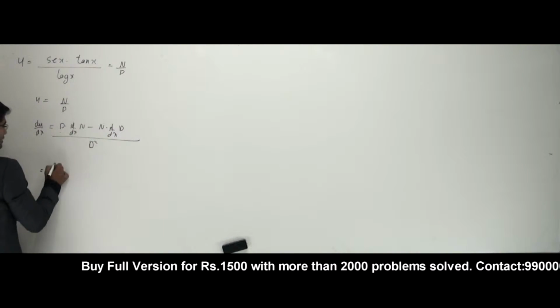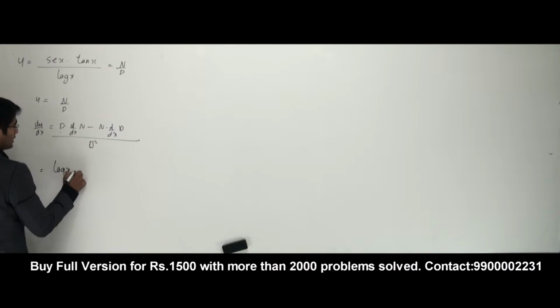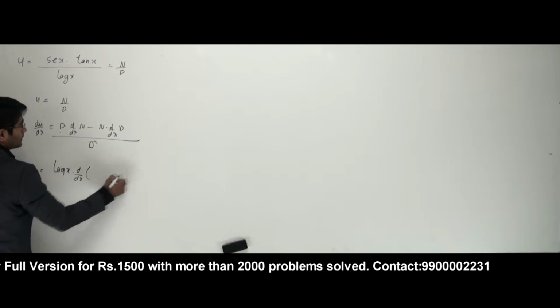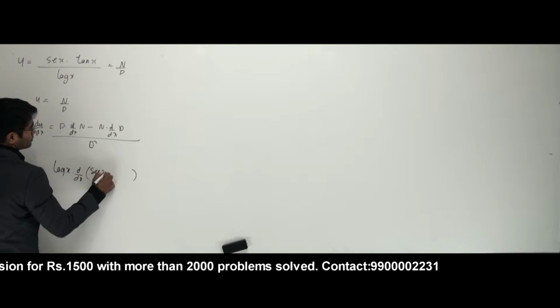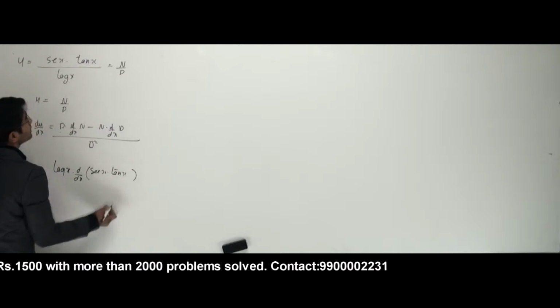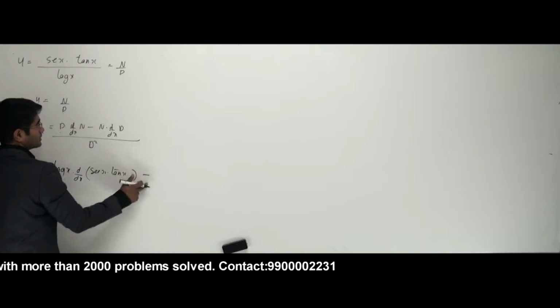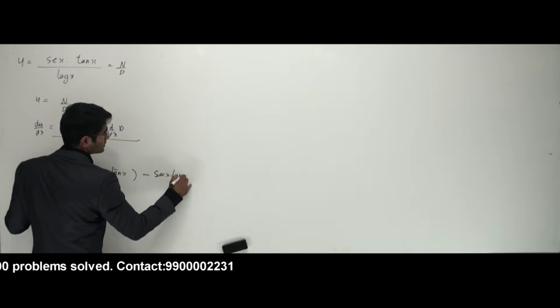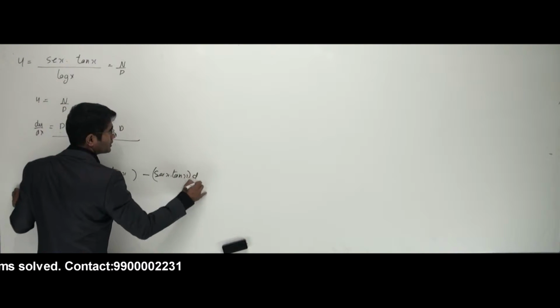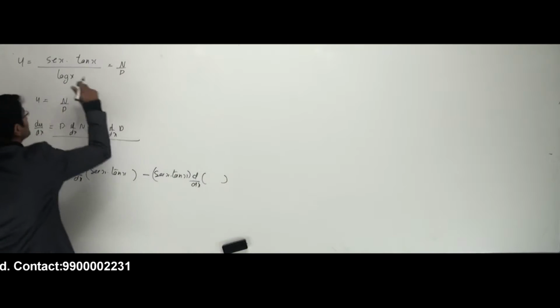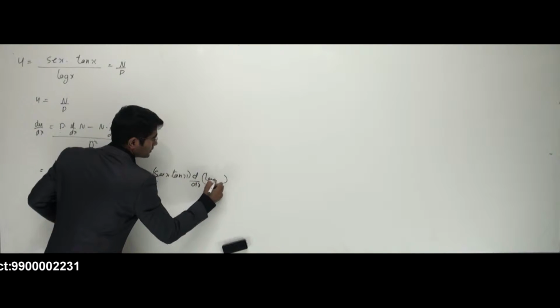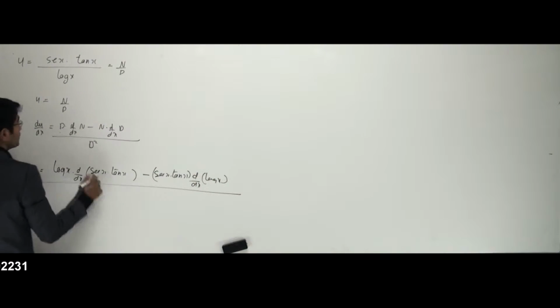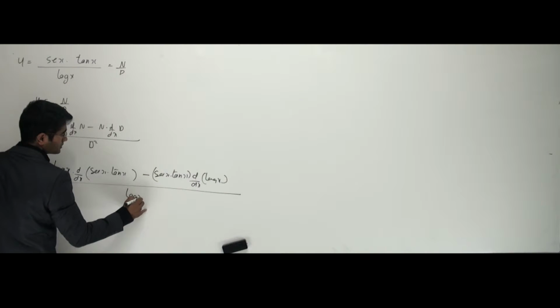So who's the denominator here? That is log x, into the differentiation of whose numerator? Numerator is secant x into tan x. Yes, okay, minus, I have this minus sign here. Numerator, who's that guy? That is secant x into tan x. Now I gotta differentiate the denominator. Who's the denominator? Log x. That's it. Right, the whole thing divided by d squared. D squared is denominator squared, that is log x the whole squared.